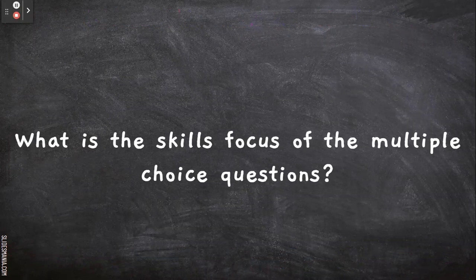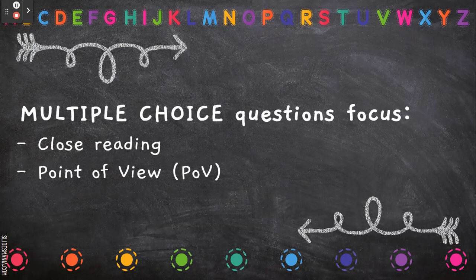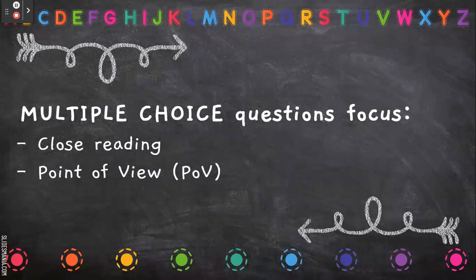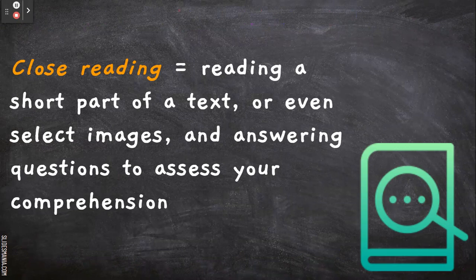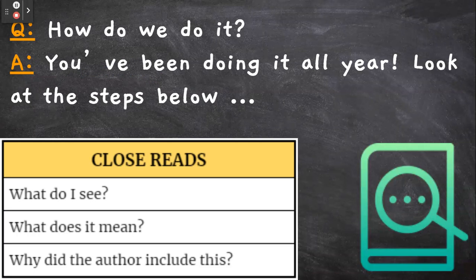What's the skills focus for the multiple choice? You're going to focus on close reading skills as well as point of view. So what does close reading mean for the purposes of this test? Close reading means reading a short part of a text or even select images and then answering questions to assess your comprehension. How do we do it? Well, you've been doing it all year. So think about these steps below.